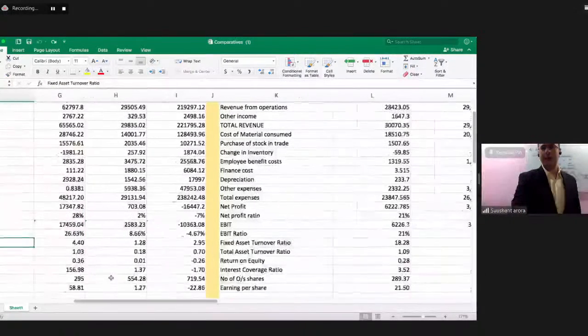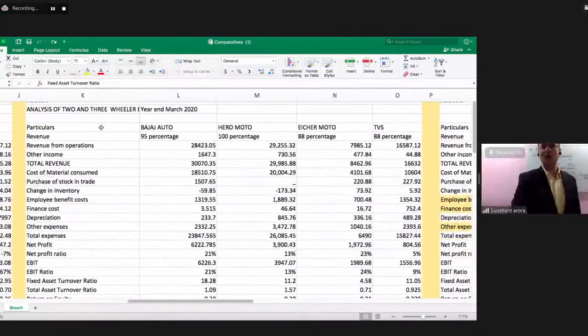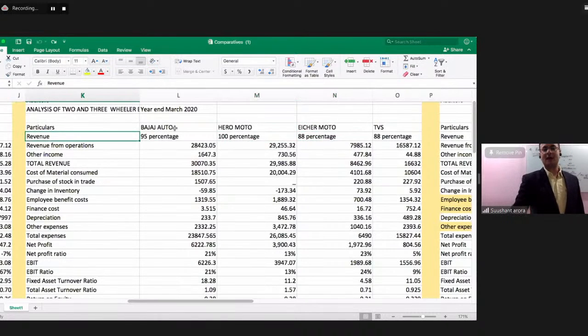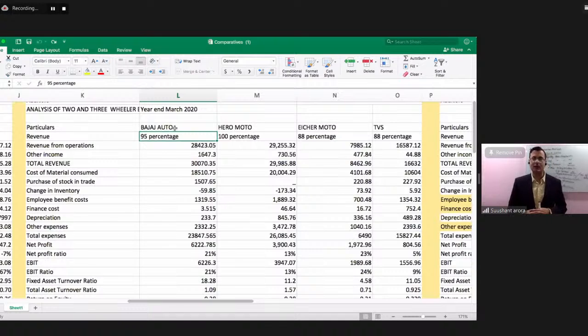Similarly, you can compare other companies as well, like the 2-wheeler or 3-wheeler segment: Bajaj Auto, Hero Moto, Eicher Motors, and TVS Motor. All these can be compared together. Bajaj Auto has 95% of business from the 2-wheeler and 3-wheeler segment; 5% is because of the sale of spare parts and all that, so we did not take that. Hero Motor did not specify anything, so we have taken 100% of the figure. Eicher Motors 88%, TVS again 88%. So again, we have made a comparison.